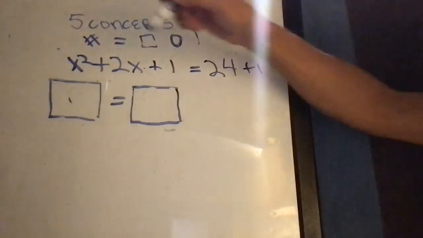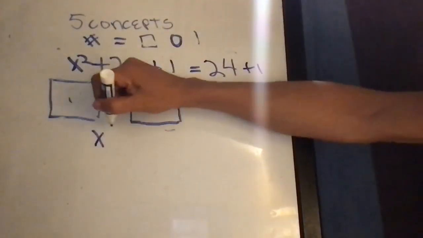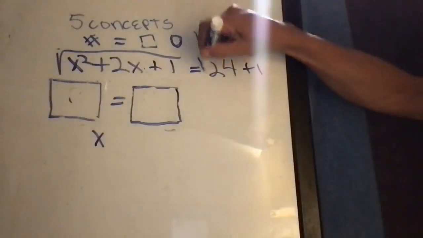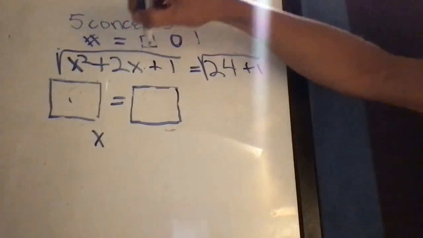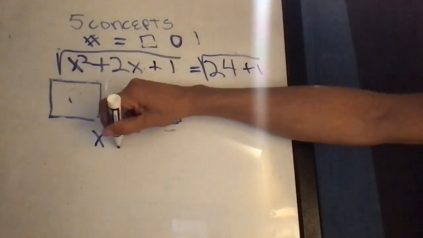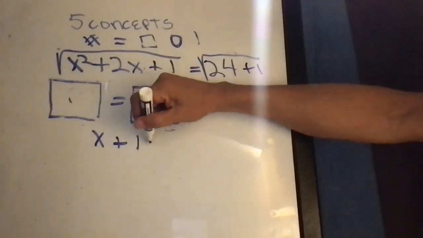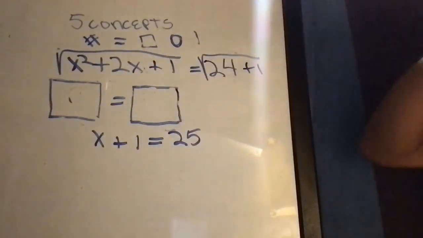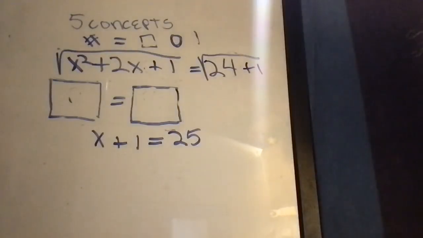Well, can I do that yet another time? Let's see here. What am I going to do? I'm going to square root this, and then I'm going to square root this. And I'm going to figure out that x plus 1 again is the same thing as 25. Was that hard? Oh, wait. Should I draw the picture?